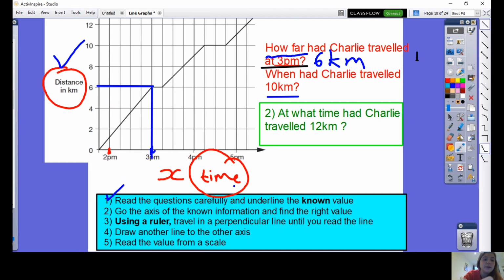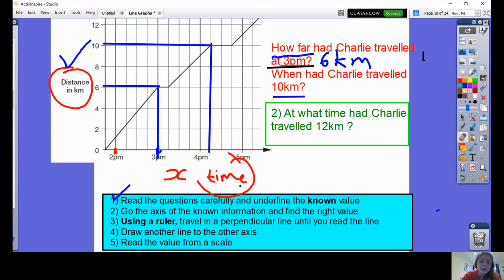He's travelled 10 kilometres, so I go up to 10 kilometres and I draw my line across at a perpendicular angle. Okay, now draw another line down to the other axis. It's quite difficult to draw these lines perfectly on the computer, but it should be at a perfect right angle. Okay, and now you'll be able to read that information off the second axis.